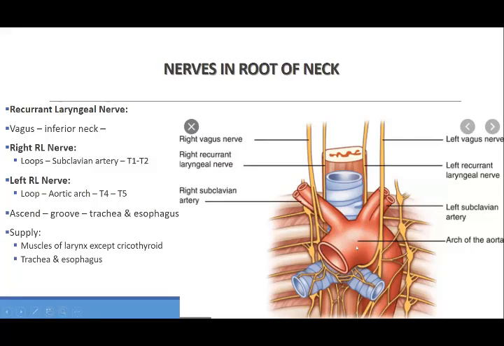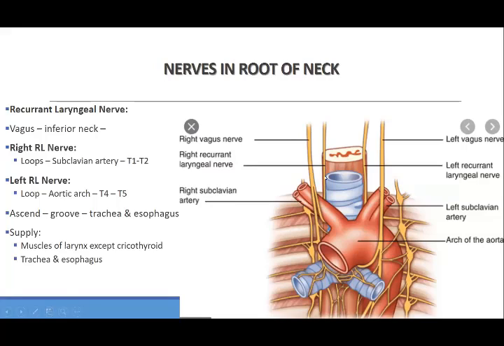after hooking around these two arteries, the two recurrent laryngeal nerves then pass in the groove between the trachea and esophagus. This is the esophagus, this is the trachea. See, on both sides the recurrent laryngeal nerve is lying in the groove between trachea and esophagus. So it lies in the tracheoesophageal groove. This is extremely important because that is the point where you locate the recurrent laryngeal nerve. If you are looking for the nerve, look here.